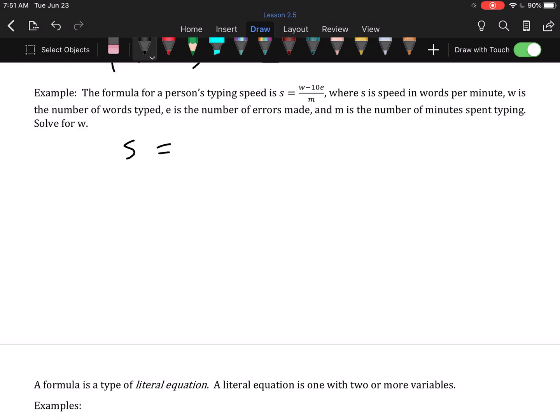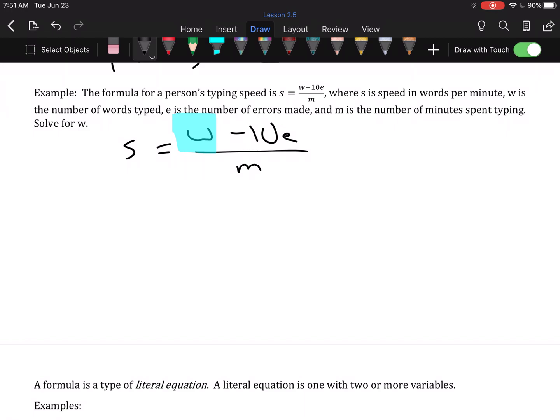Okay, s equals w minus 10e divided by m. And w goes in the box. W wants to be alone. So we've got a w minus 10e, and we've got a divided by m, whole thing divided by m. Now, when we have multiplication and addition or subtraction, we usually undo the addition or subtraction first, then undo the multiplication.